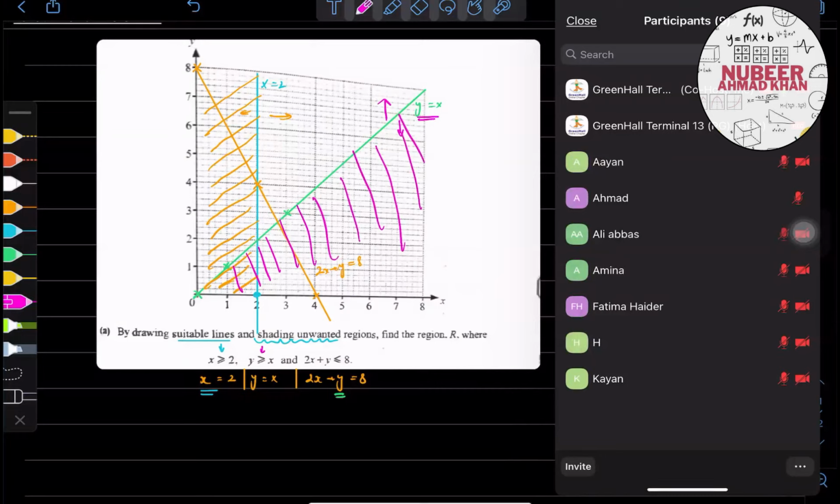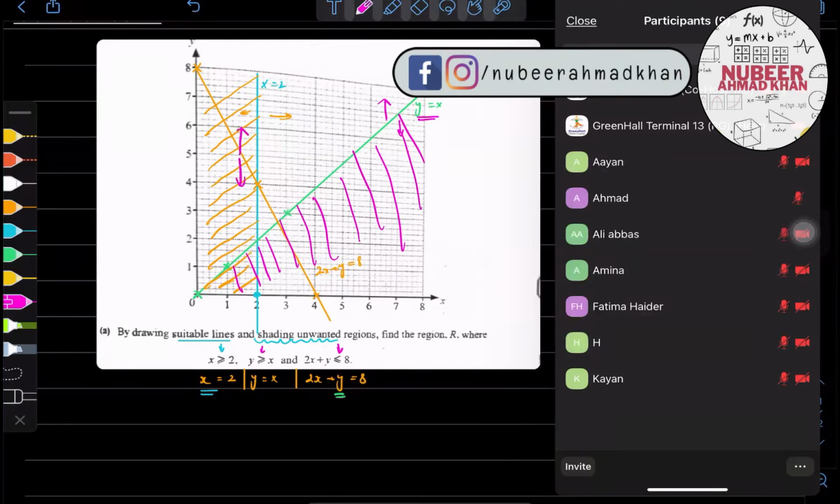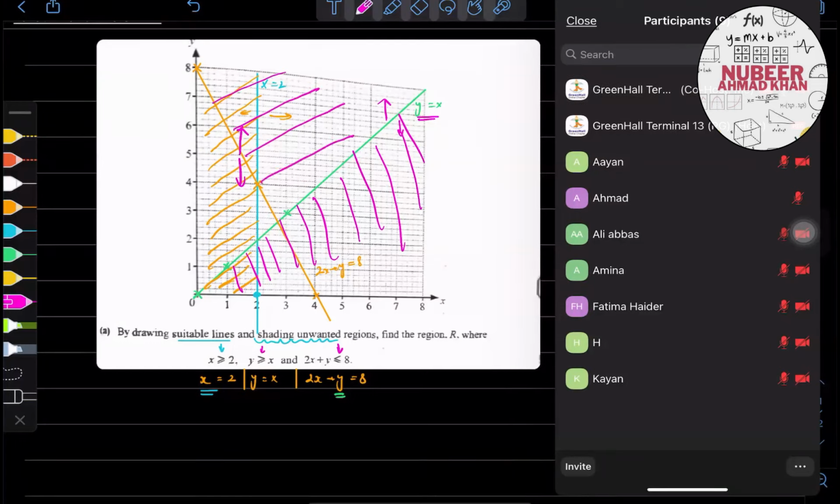And the third line, the orange one: in this, is the sign less or greater? Less, sir. Less means below the line or above the line? Below the line. So the region above the line I shade like this. You can shade it with a pencil; I am just drawing the lines right now. So the final region is this one.